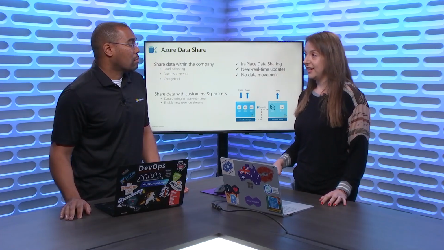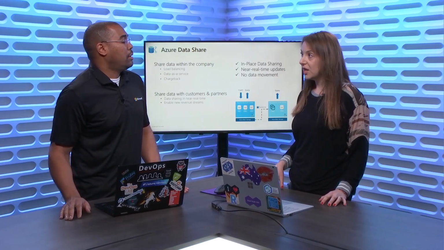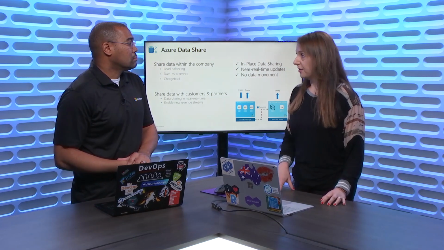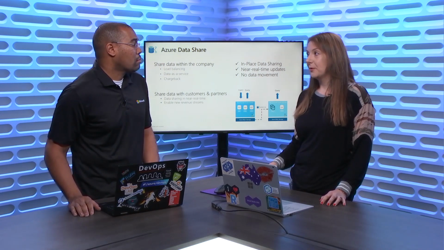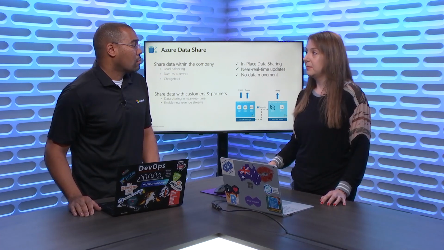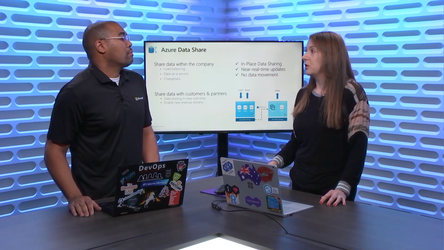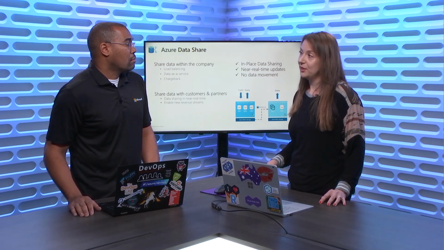We've said the word in place several times. In-place sharing as opposed to what other type of sharing? I'm glad you asked. We have a couple of different types of sharing modes. We're in GA with snapshot-based sharing from Azure Synapse, Azure SQL Database, and Azure Data Lake and Azure Blob Storage, so you can receive a copy of your data in your consumer's tenant. But the exciting thing that we now have in preview is the ability to do in-place sharing, which is basically sharing via a symbolic link.